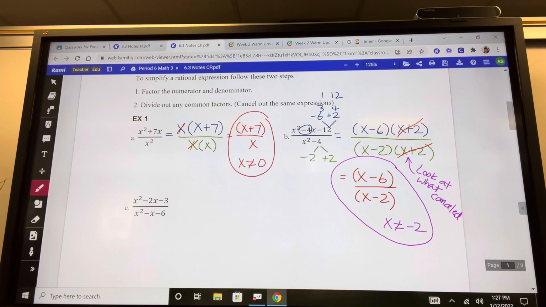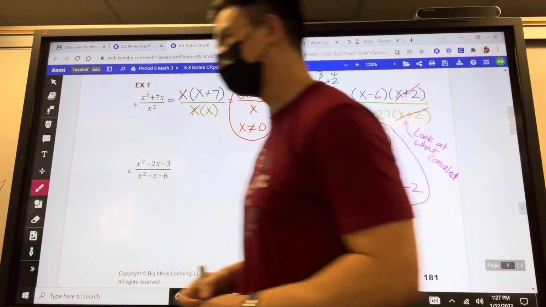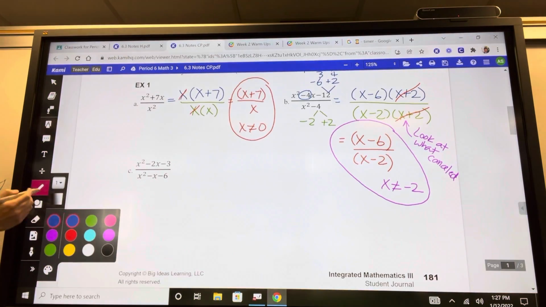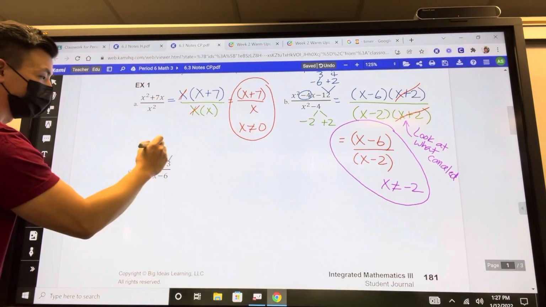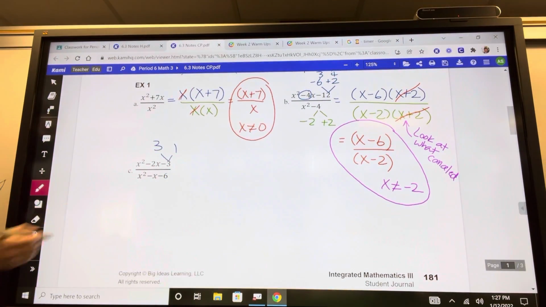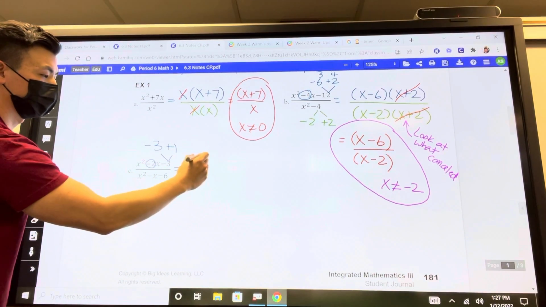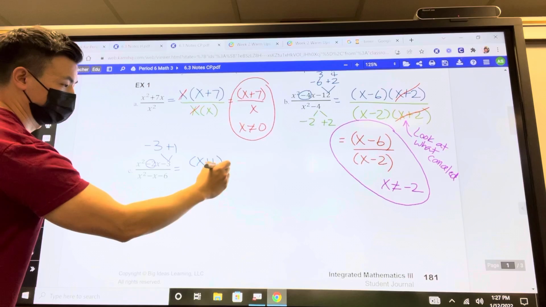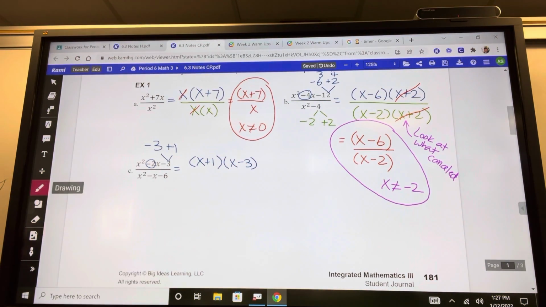Alright, let's go through this. I think we need a little bit of factoring practice, but that's okay. We'll get there. Factors of negative 3. What two numbers can I multiply to make 3? 3 and 1, right? And if I want my 3 and 1 to add to make negative 2, negative 3 plus 1. Yeah, I need to have a negative 3 plus 1. So my factored form is going to be x plus 1, x minus 3. Good. Questions on this?